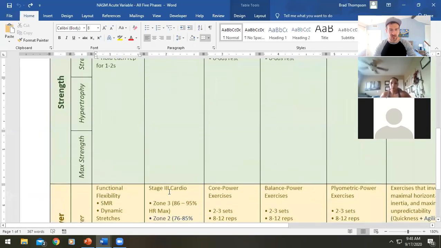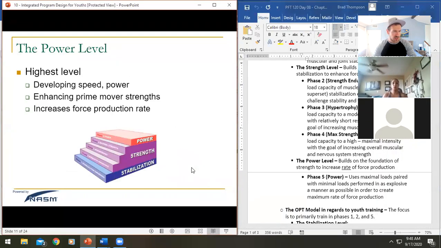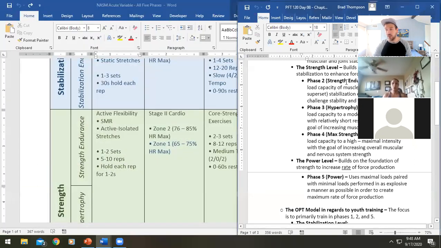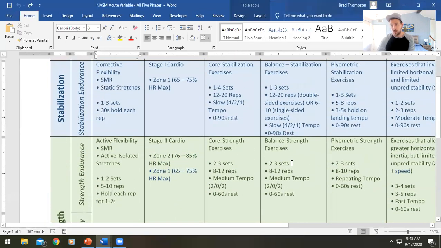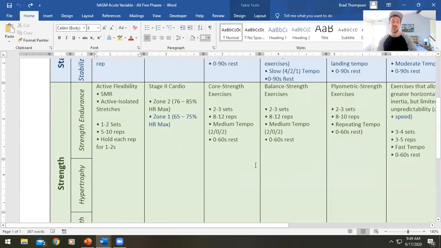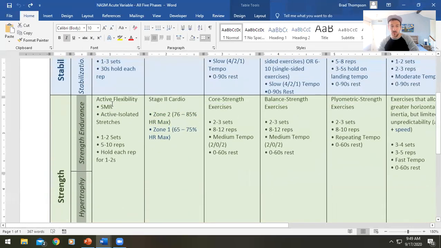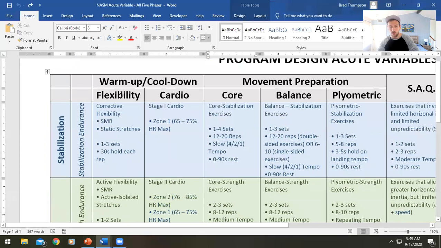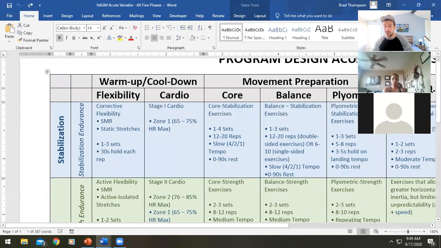That is our example strength endurance stuff. Now I don't need power. So let's go ahead and talk about what that looks like. So here's the thing. That was all very resistance section specific, but strength endurance, hypertrophy, and max strength, it doesn't matter what phase you're in. If you are in the strength level, your warm up and cool down, your movement prep, and your SAQ are all going to be the same. None of that changes, whether it's endurance, hypertrophy, or max strength.